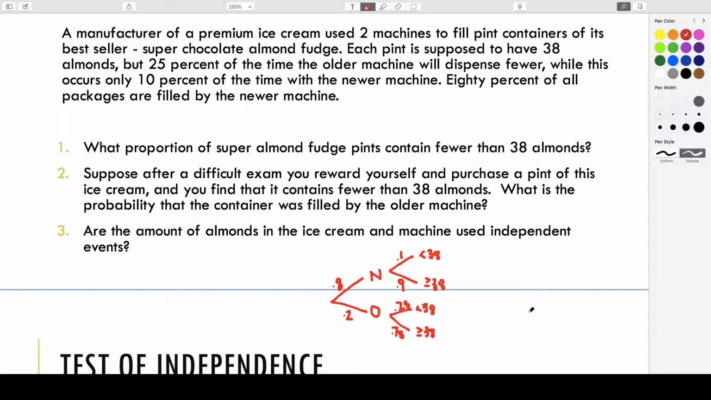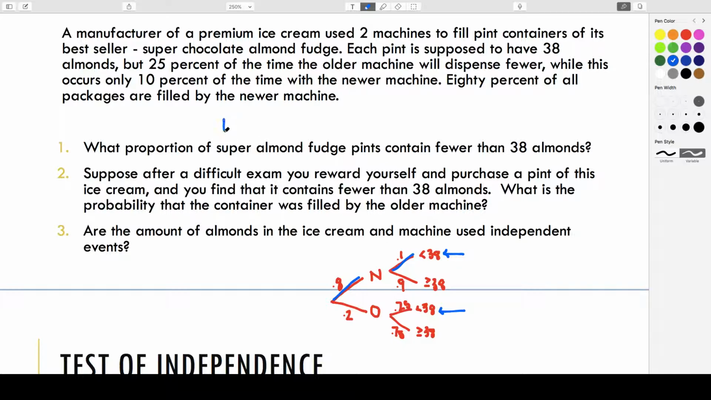Okay, so there's our tree diagram. Let's answer the question. What proportion of the pints contain fewer than 38 almonds? How many times does this happen on our tree? Twice. Here they end up with less than 38 almonds, and here. How do I find that probability? Multiply them and then add. You can't just jump into the tree. You have to work your way along a branch. So to get to this 38, I have to go 0.8 times 0.1.